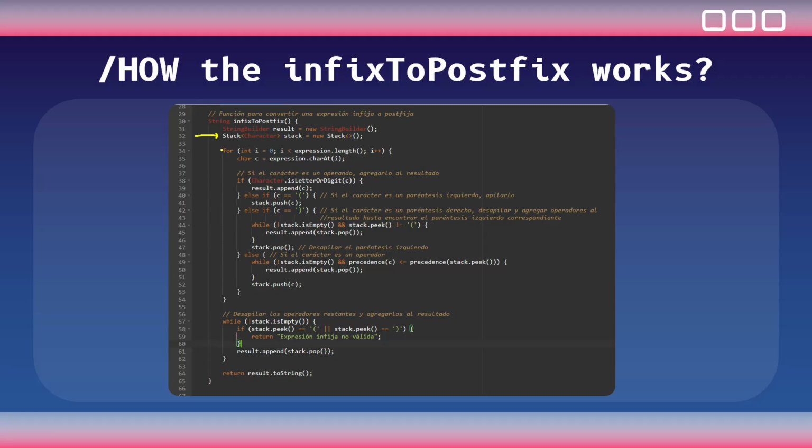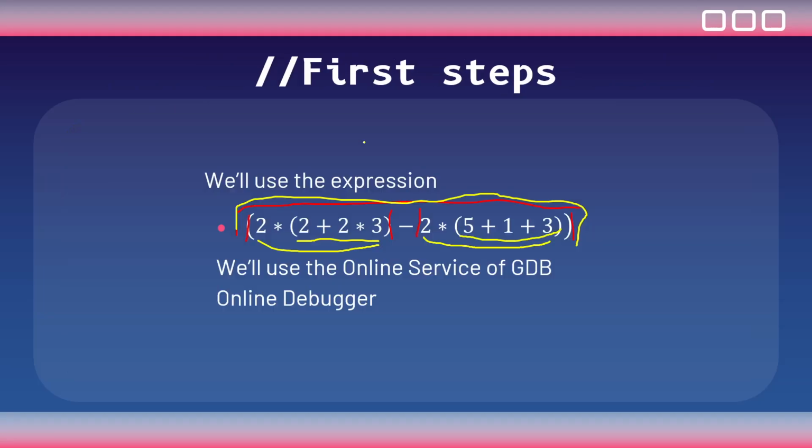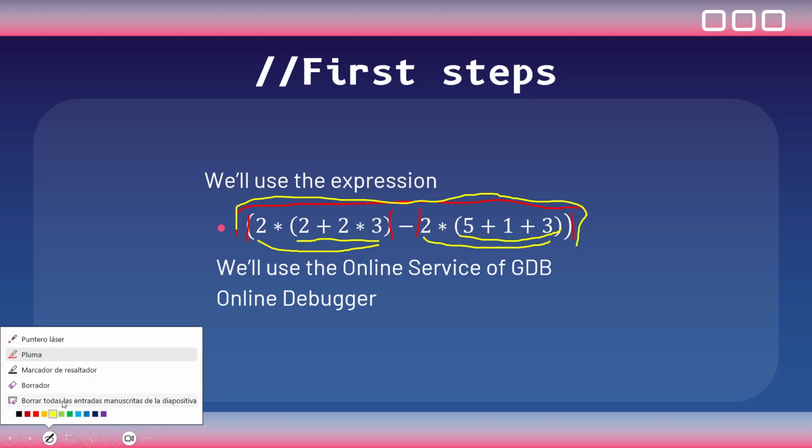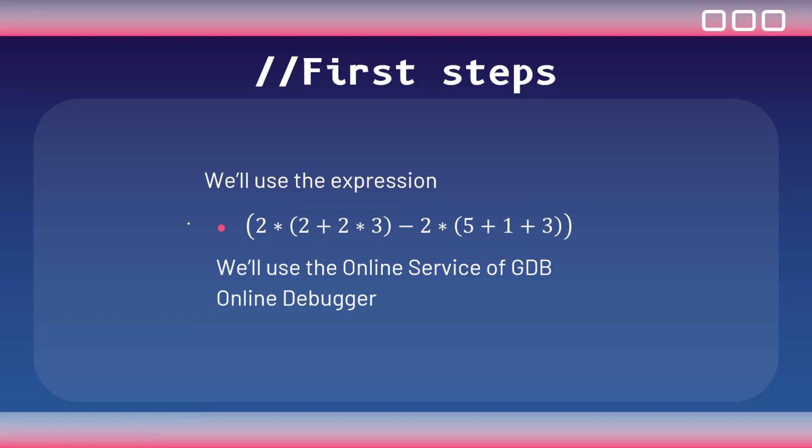So first we declare a for, a cycle. This for will run across the expression length. In our case it goes from this to this, in each iteration.